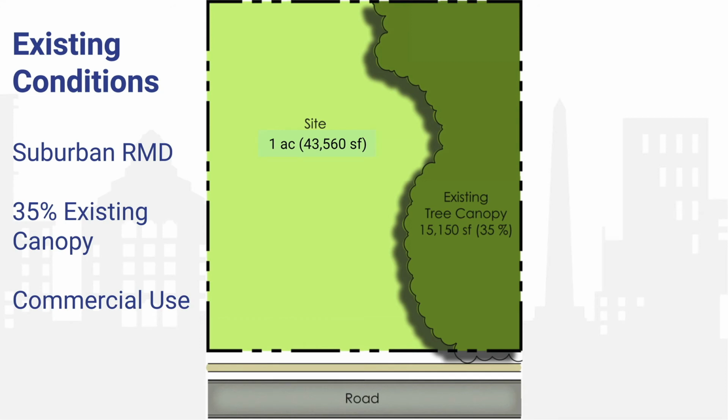Now we'll take you through how this might work on an actual site within the city of Asheville. And the first disclaimer is we all know that a flat square site in the city is a hard thing to come by, but we're going to use that for this example. The assumptions we're going to operate off of here is that this is within the Suburban Resource Management District. The site contains 35% existing tree canopy, and the developer intends to put a commercial use here. You can see right now, the light green is your open area on the site, and the dark green is the existing tree canopy.